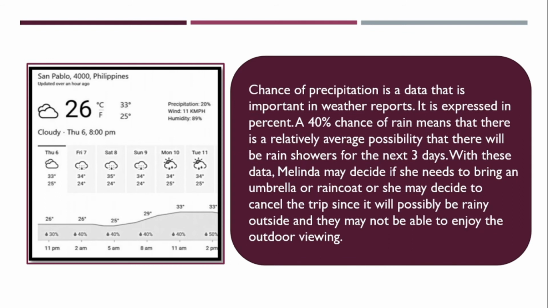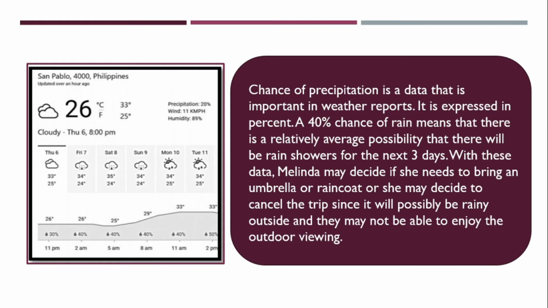So, chance of precipitation is data that is important in weather reports. It is expressed in percent. A 40% chance of rain means that there is a relatively average possibility that there will be rain showers for the next 3 days.